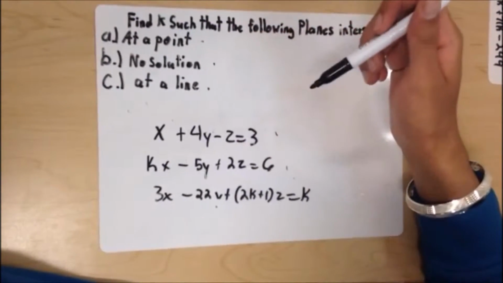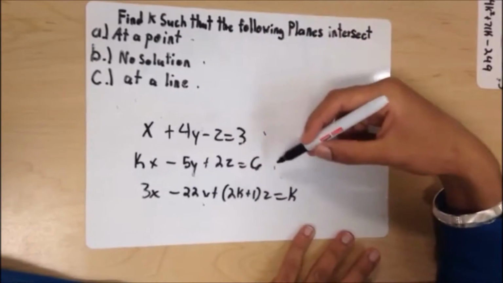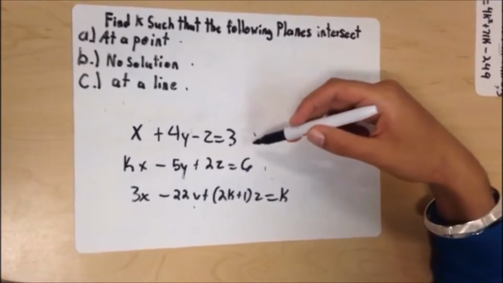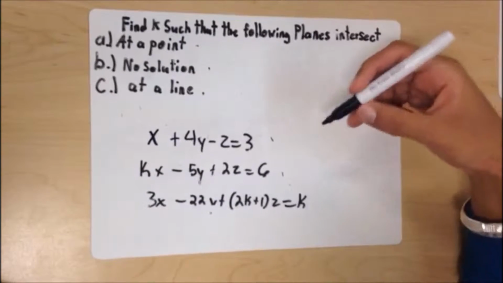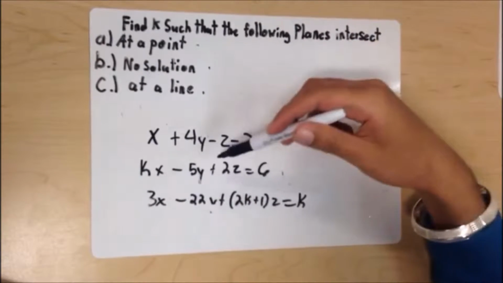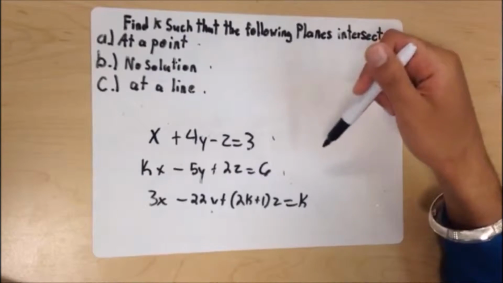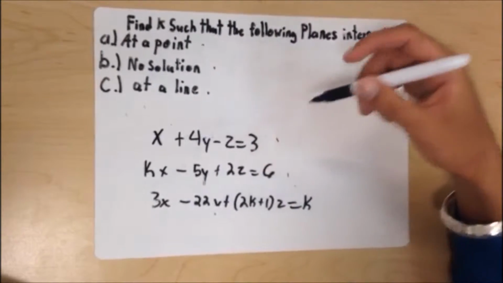The first thing you can observe by looking at these three planes is that none of them are parallel or distinct to each other, which basically means there's no value that you can multiply one entire equation by to make it equal one of the other equations.